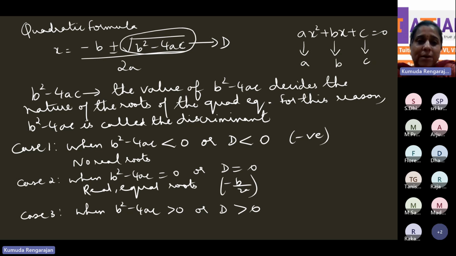So it will be minus b plus 5 by 2a. That is one value, alpha. And the other one, minus b minus 5 by 2a, a different value. That is beta. So here, the quadratic equation has real roots, but unequal roots.